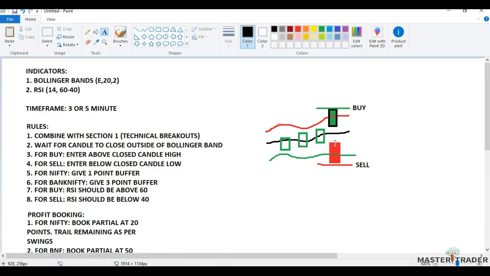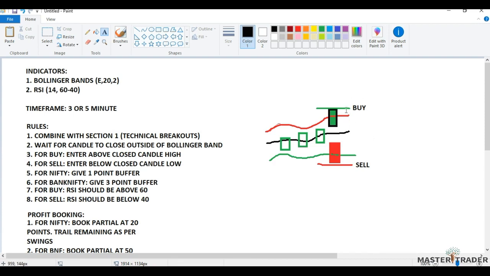Okay, so I hope we've all understood the buy and the sell criteria. Now if you're trading in Nifty, remember to give a 1 point buffer. Now if you're trading in Bank Nifty, give a 3 point buffer. Okay, Bank Nifty is at 30,000, you buy above 30,003. And for the sell setup, you deduct 3 points and then sell below that level.